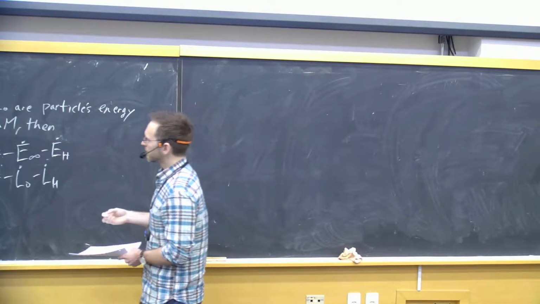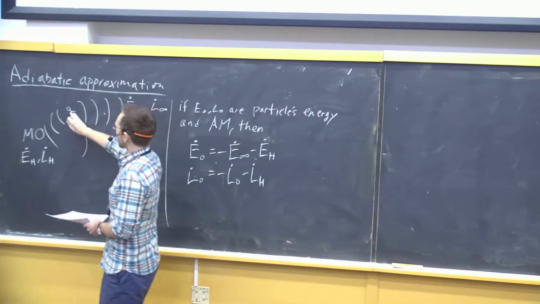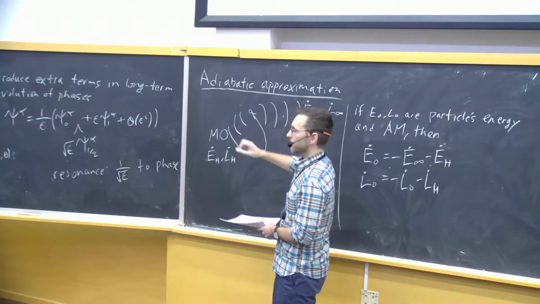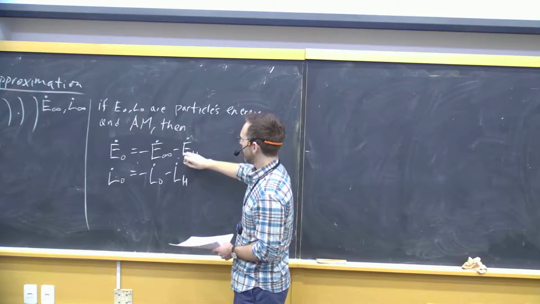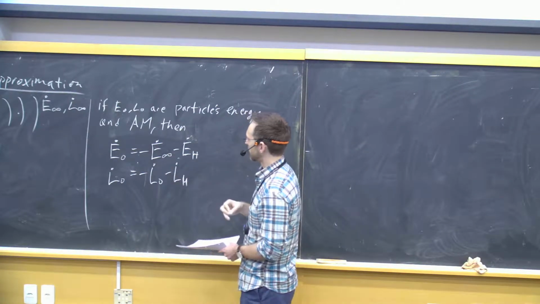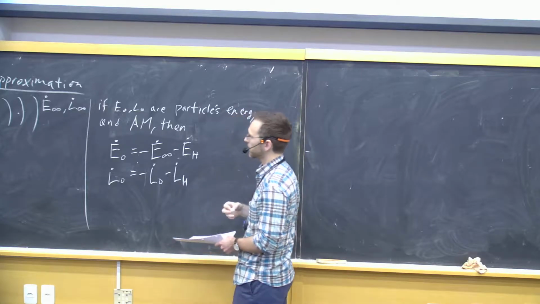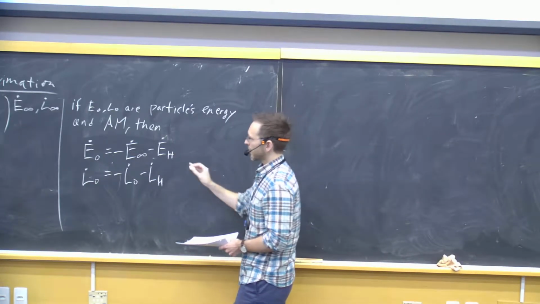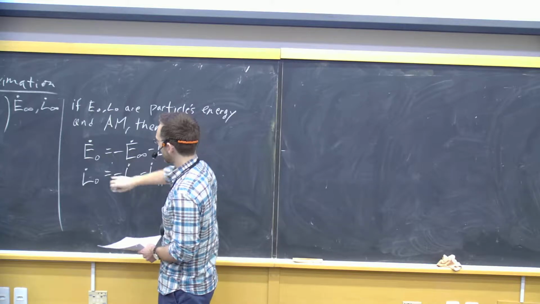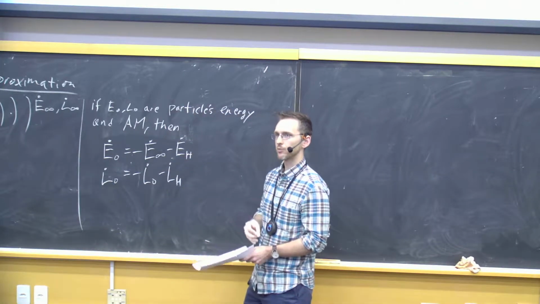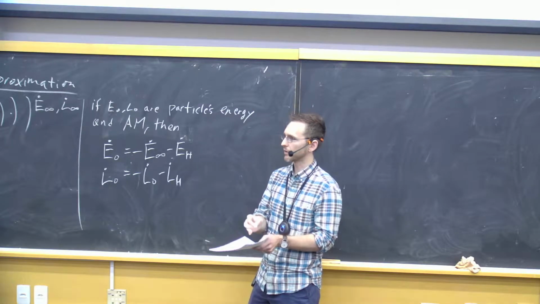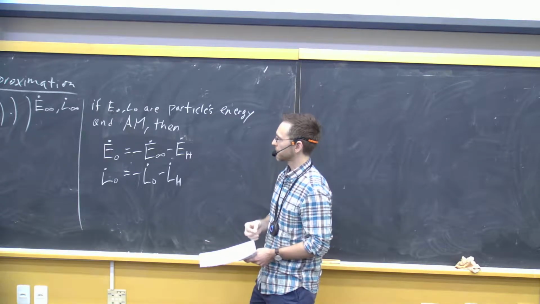And then what you do is you treat this as if it's moving on a geodesic. You calculate the fluxes of energy to infinity and down to the horizon and angular momentum. And then you use that change, using this balance law, to update the energy and angular momentum of the orbit, which puts you on a new geodesic. So you're slowly evolving from one geodesic to the next.